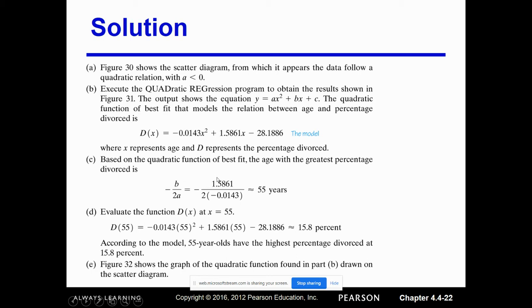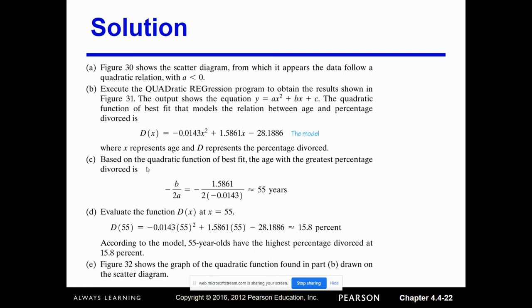So negative b, where b equals 1.5861, divided by 2 times a, where a equals negative 0.0143. Put this expression into your calculator, and approximately we get x equals 55 years, which is at age 55, where the population has the greatest percentage divorced. Okay, that's part C. So that's looking for the x-coordinate of the vertex. And then part D is asking for the y-coordinate of the vertex.